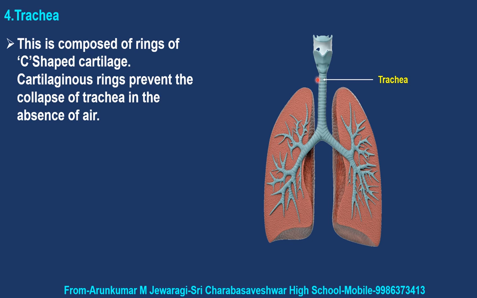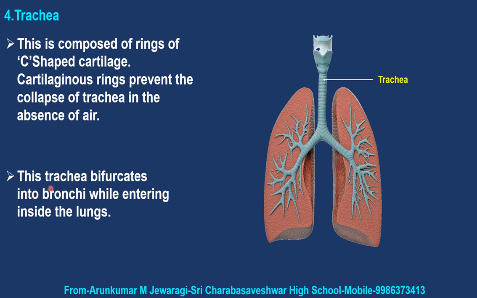Trachea. This trachea is made up of C-shaped rings. These C-shaped rings are going to be preventing the collapse of this trachea when air is not passing inside the lungs. So when there is an absence of air, it is not going to collapse due to the presence of what? C-shaped cartilaginous rings. Okay, so this is the trachea.